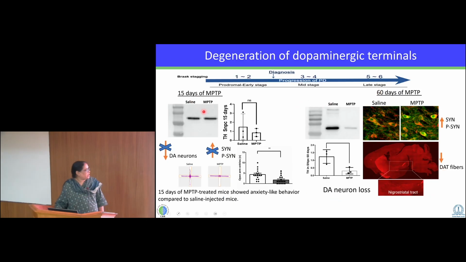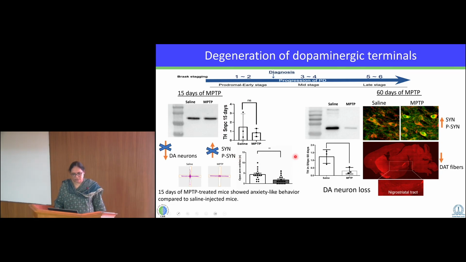So if you look at the progression of PD, the prodromal symptoms start at the first or second stage of Braak, where usually we should be seeing the non-motor symptoms, and mid-stage. And late stage, you will see the blown-up pathology. So what we are interested in is whether we can make this two parts and see how, before degeneration, the projections are getting affected much earlier.